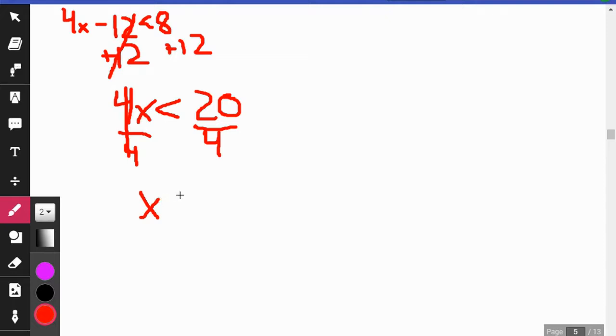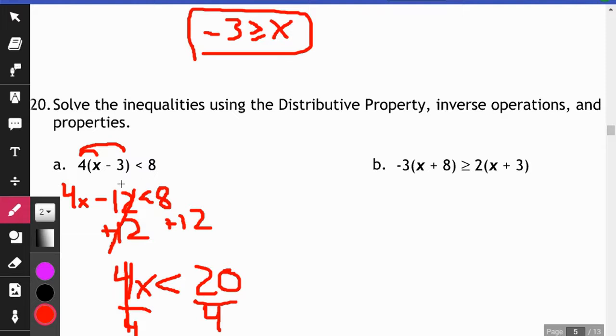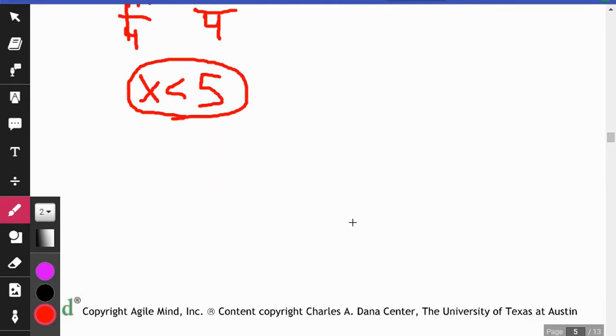x is less than 5. And again, that's going to say if I plug in something less than 5 for x here, like 4 or 3 or 2 or 1 or 0 or -1 or -10 or -100, anything less than 5 will make the left side of the equation be less than 8. That's what we just figured out.